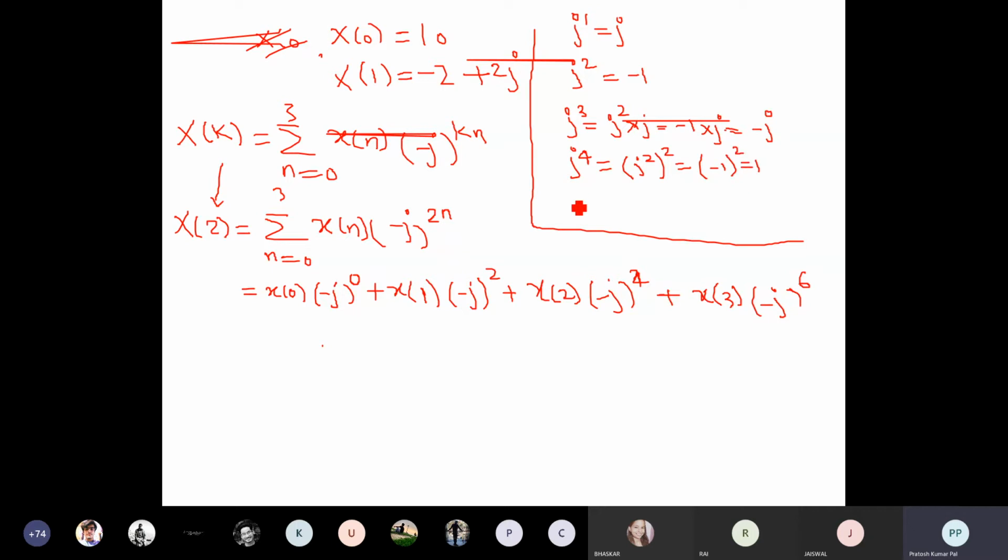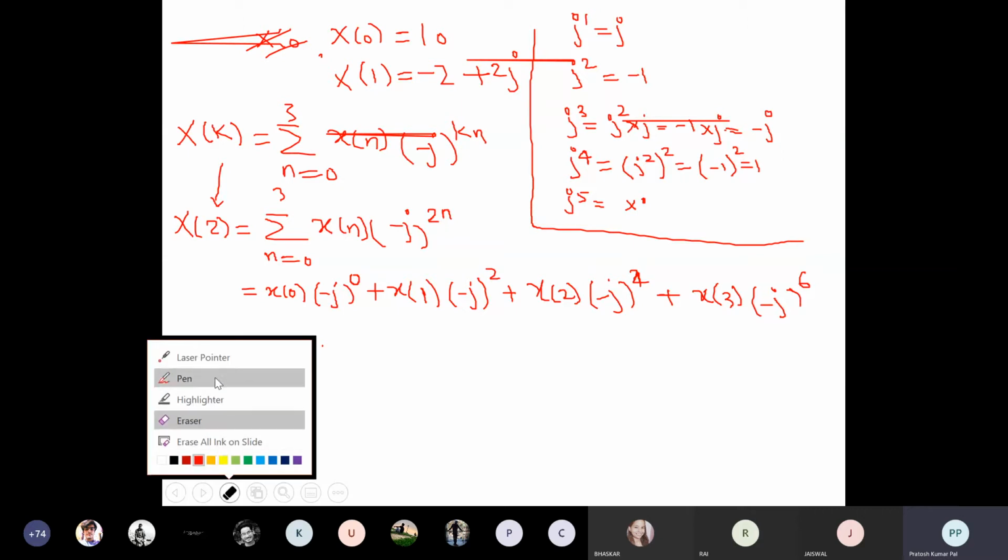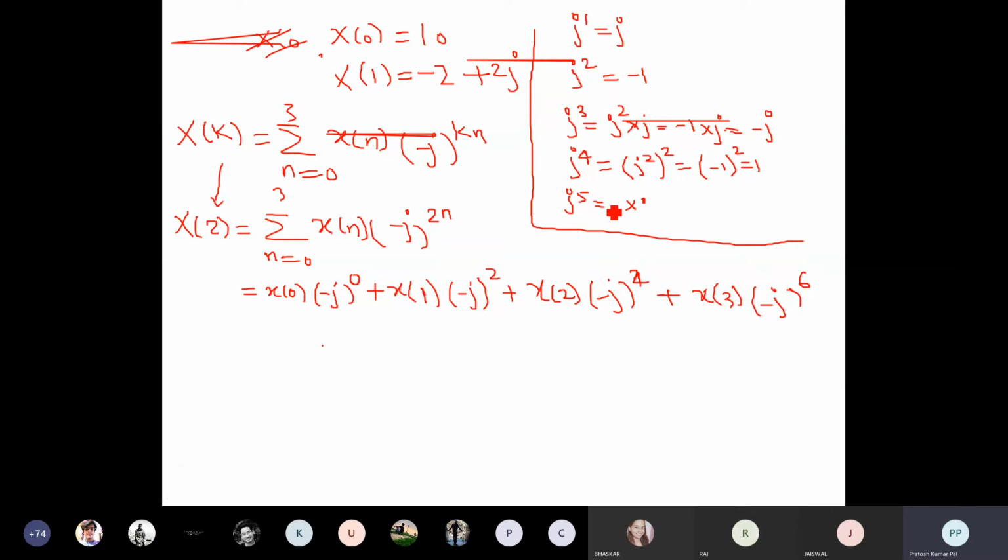So again, for j to the power 5, if any power greater than 4 is there, j to the power 4 is always 1, so it will be 1 multiplied by j, that will be equal to j to the power 5. So if any power of j is greater than 4, we divide it by 4, and whatever power remains, that will be your j value.